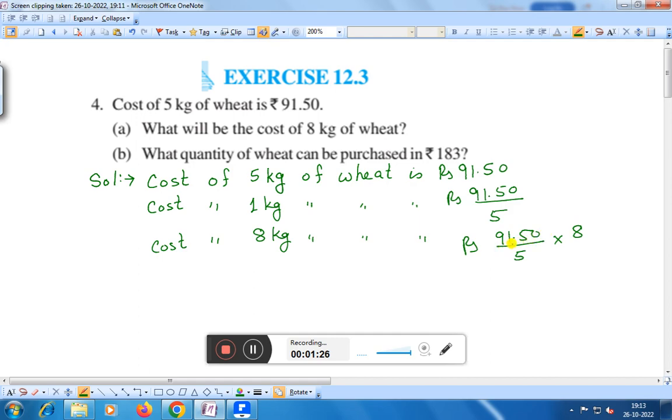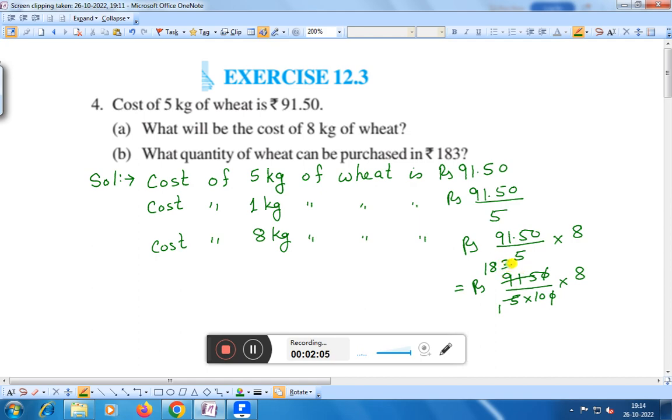Right? Now, if we change into fraction, what are you getting? That is rupees 91.50 by 100, that is by 5 into 100 into 8. Right? Now, if we divide this number, the 0 will cancel. And divide 915 by 5: 5 1 is 5, 5 1 is 5, 4, 41, 5 8 is 40, 1 15, 5 3 is 15.